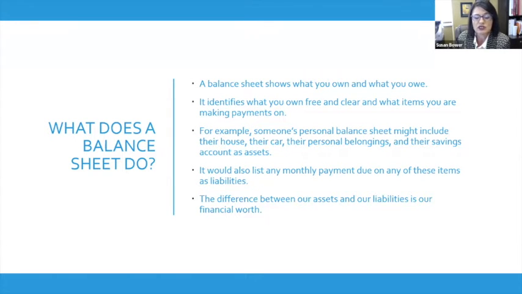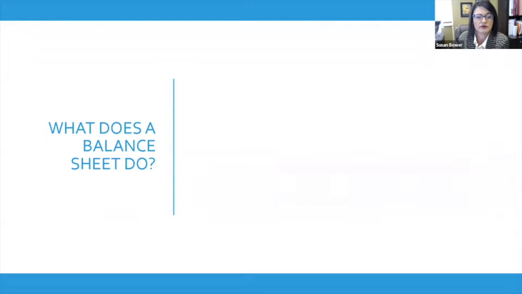The difference between our assets and our liabilities is our financial worth, also known as owner's equity, retained earnings, or equity in the business. Let's talk a little more about what a balance sheet does, and then we'll pause for a moment for questions and make sure we're all on the same page.